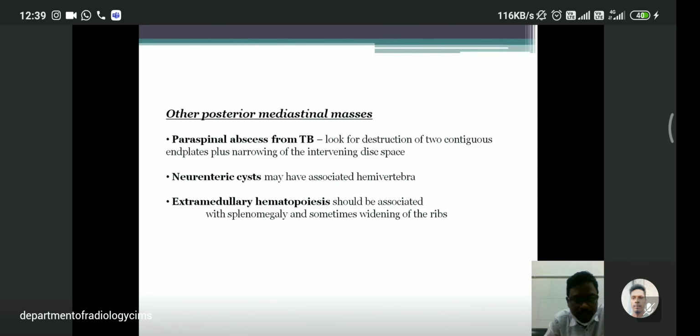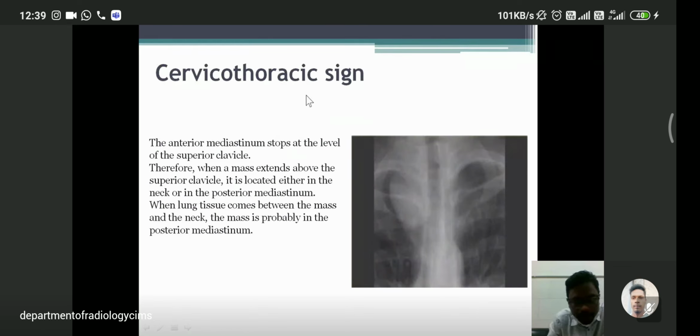Other posterior mediastinal masses may be paraspinal abscess from TB, neuroenteric cyst, or extramedullary hematopoiesis. On the cervicothoracic sign, we have discussed it earlier. There is a mass lesion noted in the right upper lung zone. As we discussed, any mass lesion above the clavicle will not be in the anterior mediastinum. So this is present in the posterior mediastinum. And we can see there is lung tissue also surrounding that mass lesion.